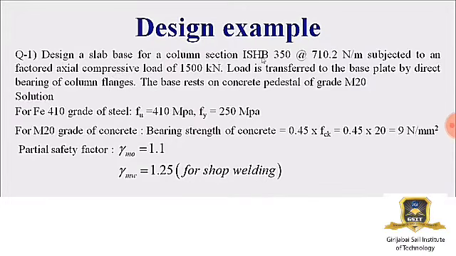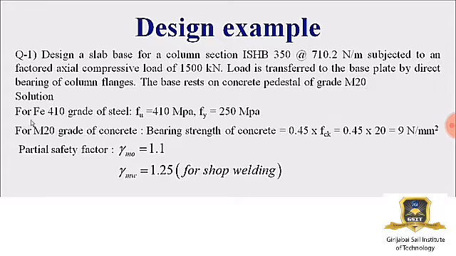One more example. Design a slab base for a column section ISHB 350 at 710.2 Newton per meter, subjected to a factored axial compressive load of 1500 kilonewton. Load is transferred to the base plate by direct bearing of column base. The base rests on the concrete pedestal of M20.